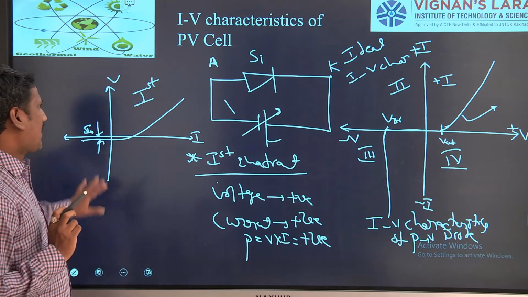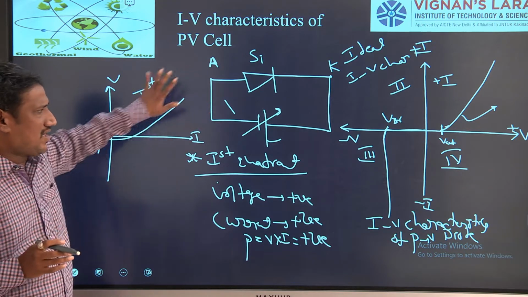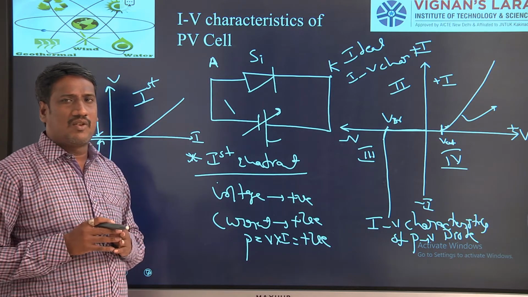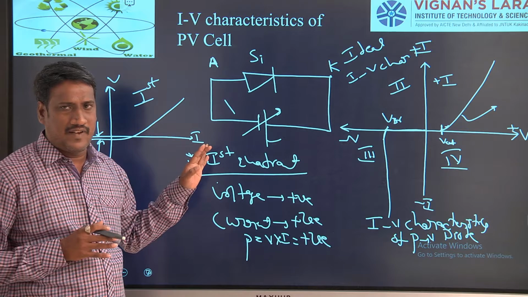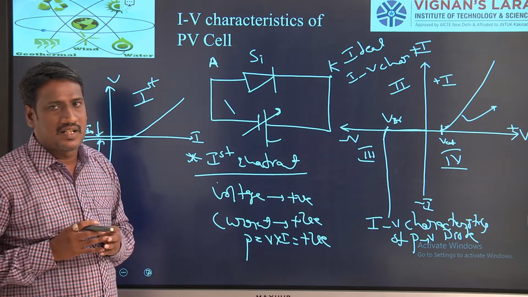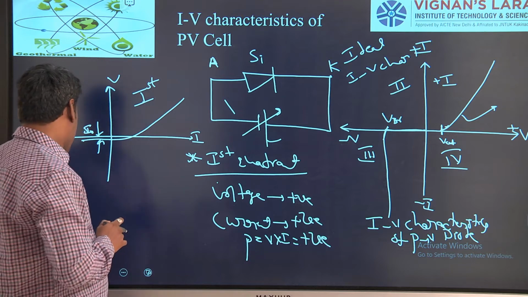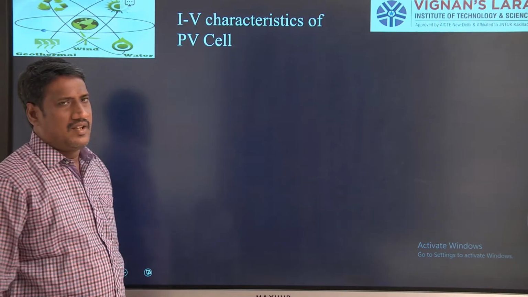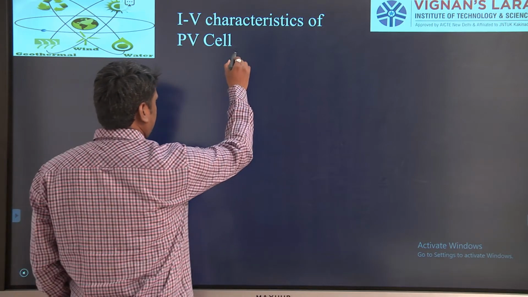Now, from the IV characteristics of the diode, we are going to deduce the IV characteristics of a PV cell. Now, go to the next slide. Okay, so what we are saying?